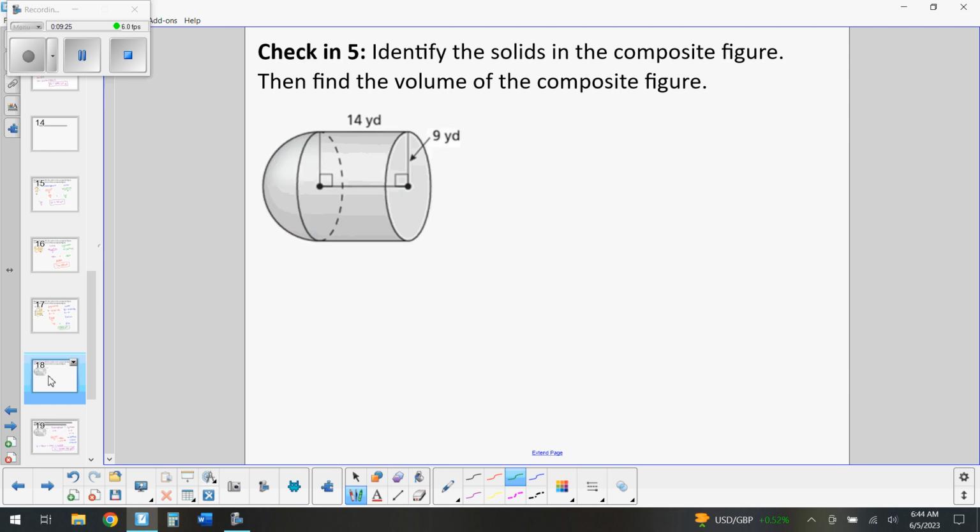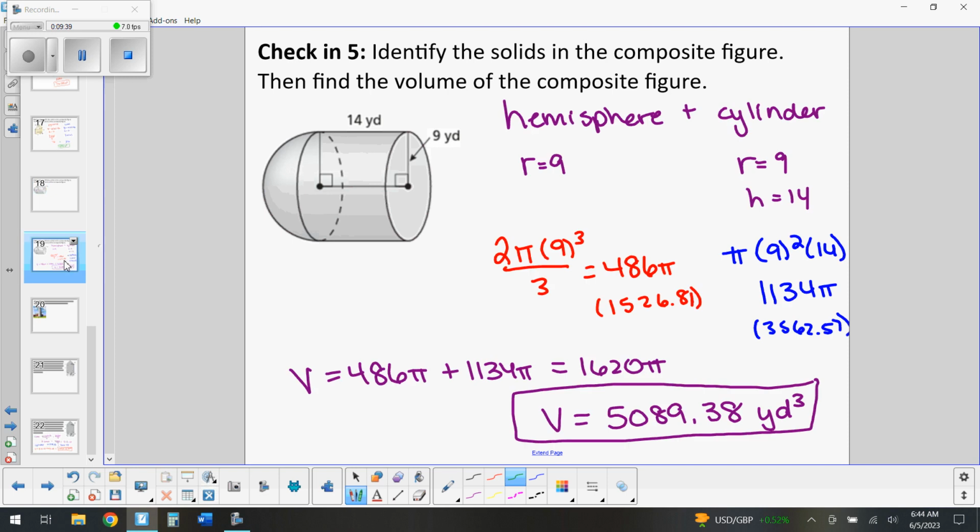You go ahead and try this one. Pause. When you're ready to see the answer, hit play. All right, so this was a hemisphere and a cylinder. We get a total volume of 5,089.38 cubic yards.